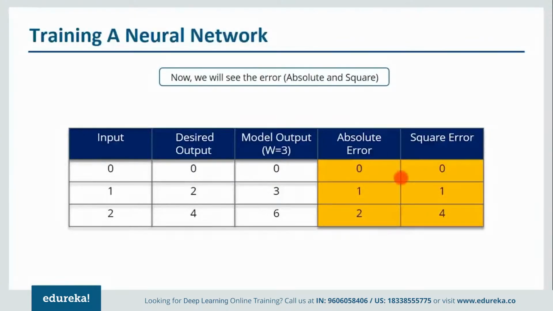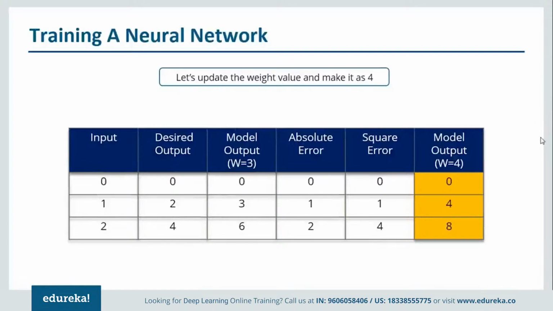Now obviously it is not equal to your desired output, so we check the error. The error we have got here is 0, 1 and 2, which is nothing but the difference: 0 minus 0 is 0, 3 minus 2 is 1, 6 minus 4 is 2. This is called the absolute error. After squaring this error, we get the square error, which is 0, 1 and 4. Now we need to update the variables. The output we got is different from the desired output, so we need to update the value of the weight. Instead of 3, our computer makes it 4.